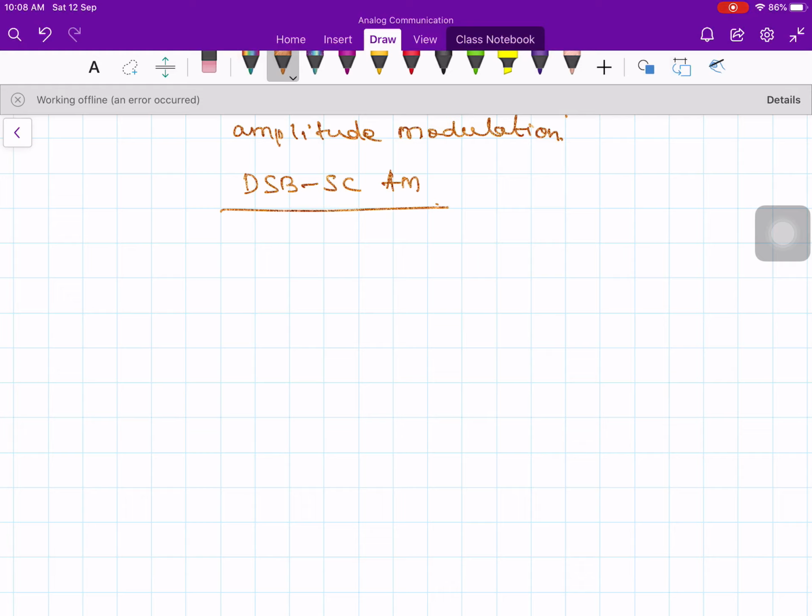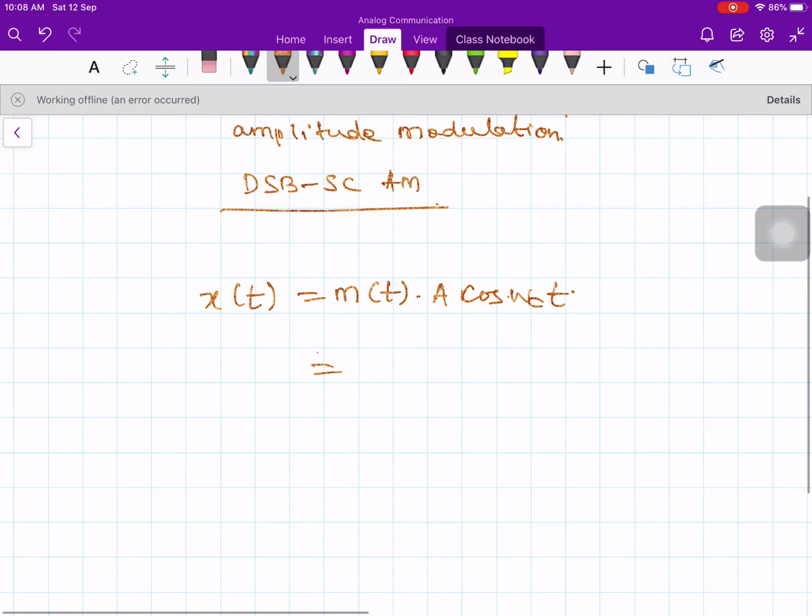So what is your modulated signal? x of t is equal to m of t multiplied by the carrier. Carrier is A times cos of omega c t. So the received signal x of t is equal to A times m of t times cos of omega c t. Once again we have to go through the frequency translation process.